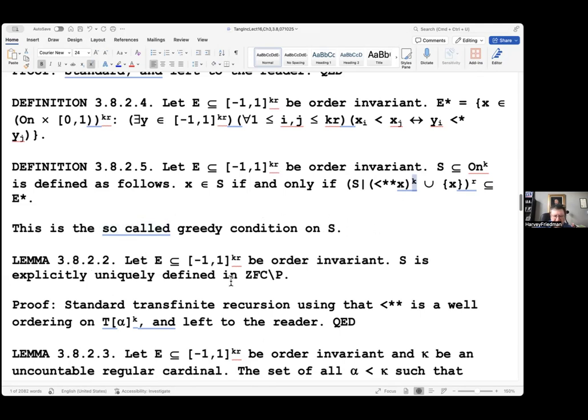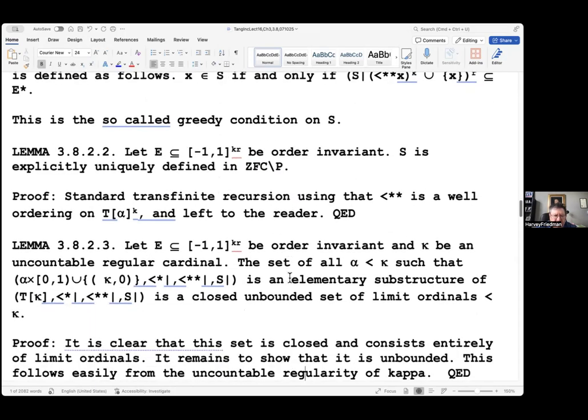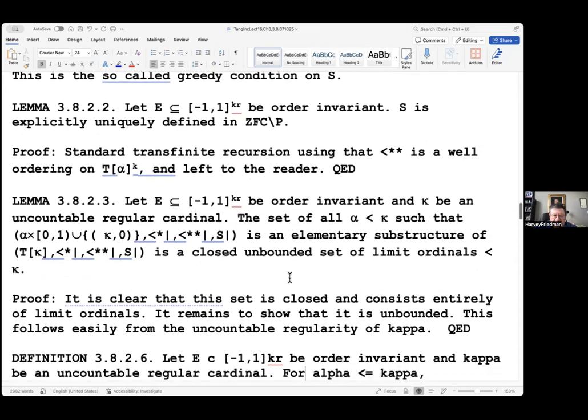And if E is order invariant, S is explicitly uniquely defined in ZFC. So we're still avoiding class theory. We're still avoiding class theory, because it's the usual thing. You just define this transfinitely, and then you take the union. All right. Standard stuff.